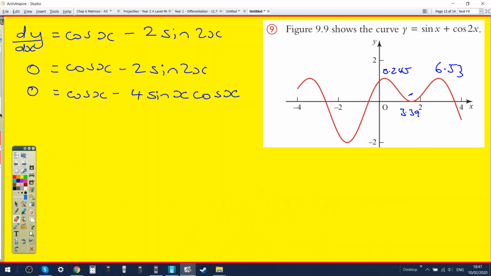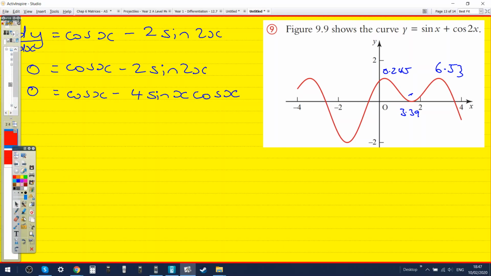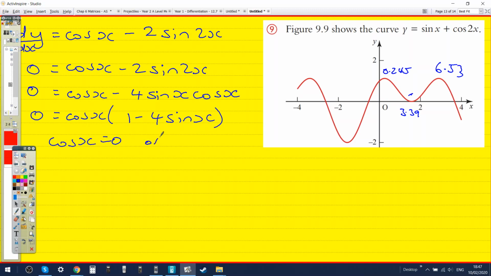Well, what we'll get is 2 sets of solutions. So it's just a different way of going about it. So we'd get cos x, brackets 1 minus 4 sin x. So cos x equals 0, or 1 minus 4 sin x equals 0. So that'll be the same thing. x equals arc sine a quarter.